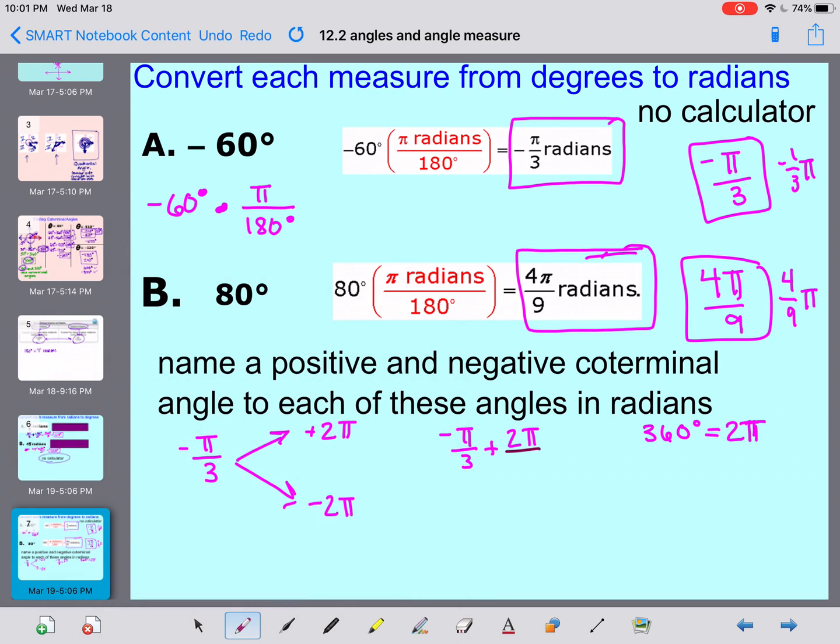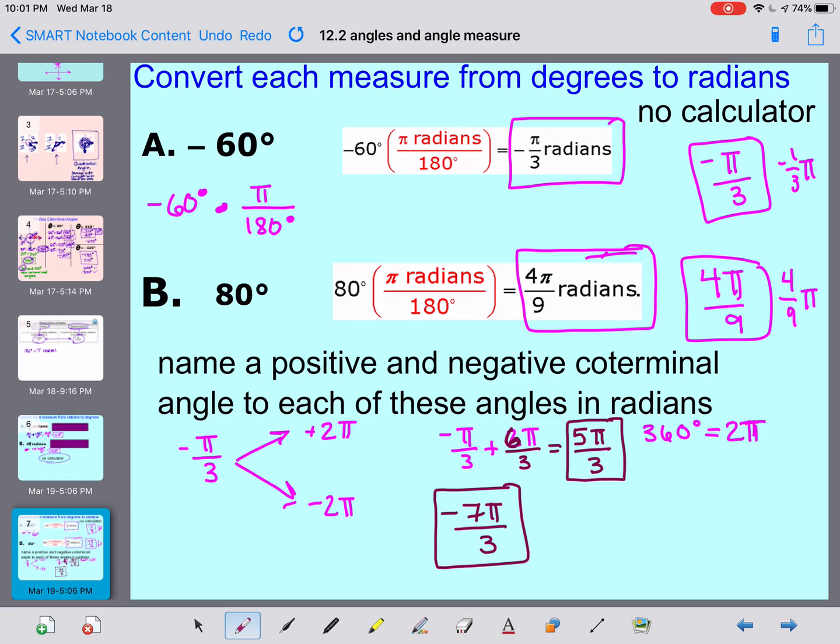I would change this, multiply by 3, multiply by 3. So then add my numerators, negative 1 pi plus 6 pi is 5 pi. Keep the denominator the same. So that's my positive coterminal angle, right? You can do the same thing for negative pi over 3 minus 2 pi, and you can get negative 7 pi over 3.